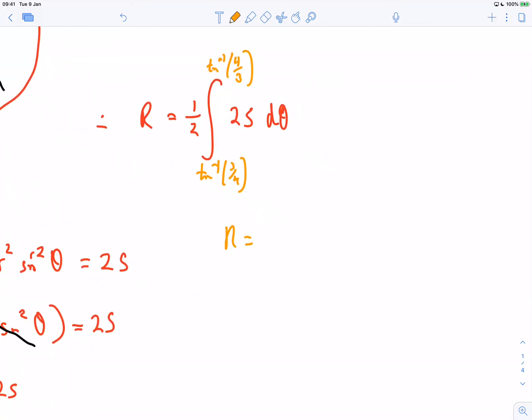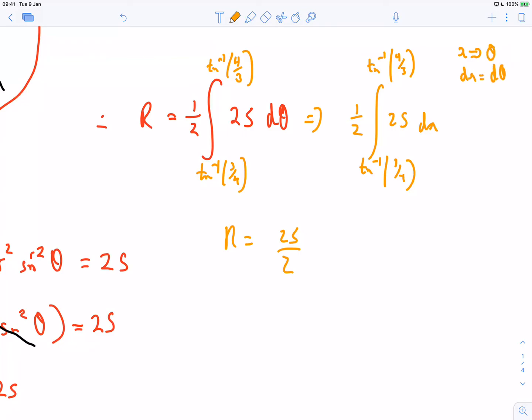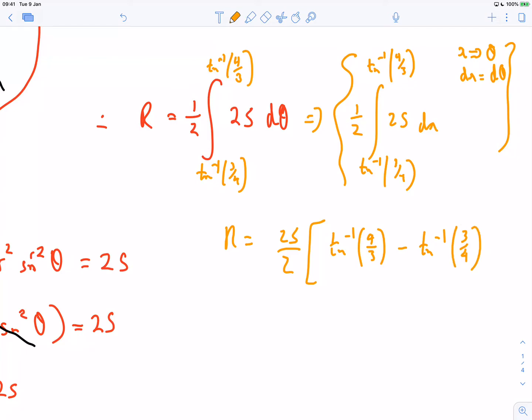So the area is just going to be 25 over 2, and then this, if you want to see it another way, since theta is a dummy variable, this is the same as a half of the integral of 25 dx between inverse tan of 4/3 and inverse tan of 3/4, right? Because you can make the substitution, let x equal theta, so that dx equals d theta, and then you're away. But this is by the by. So this will integrate to x, so then this will just become the inverse tan of 4/3 minus the inverse tan of 3/4.